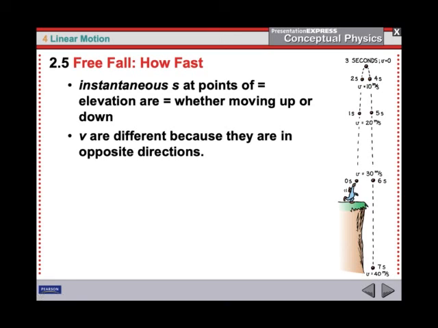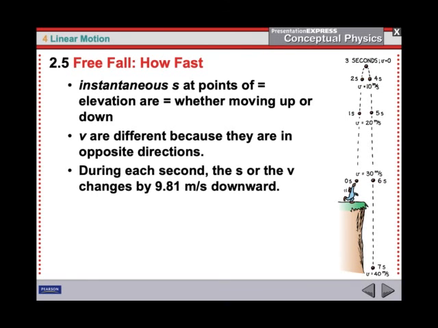Okay, so velocity is going to be different because when you first start out, the velocity is upward, right? And when it comes back down, it's going downward, so the velocity is down. So even though the speeds are the same, the velocities are different because they have different directions. They're going in the opposite direction.